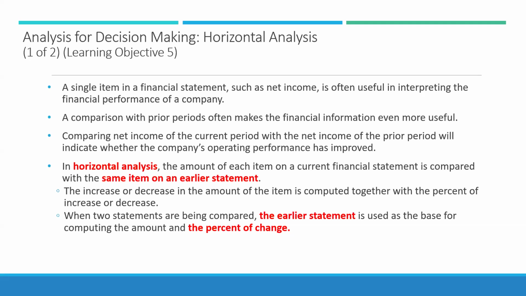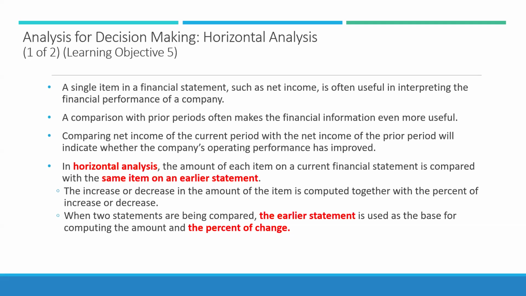And then it could also be balance sheet accounts. So how has cash increased throughout the year? And there's two key things about this. One is that it has to be the same account. So it has to be comparing between the same statements and the same account for it to be a horizontal analysis. You have to compare apples to apples.